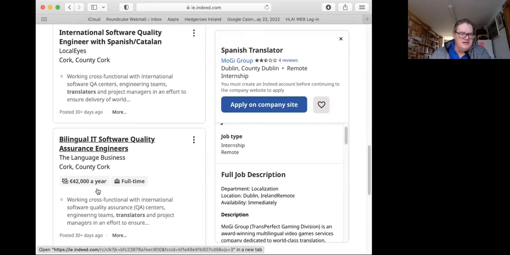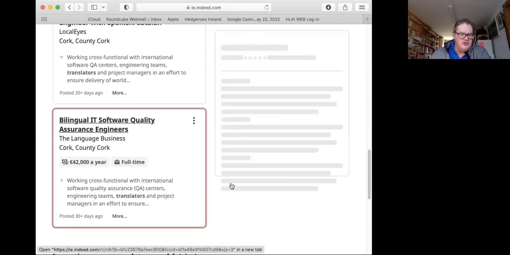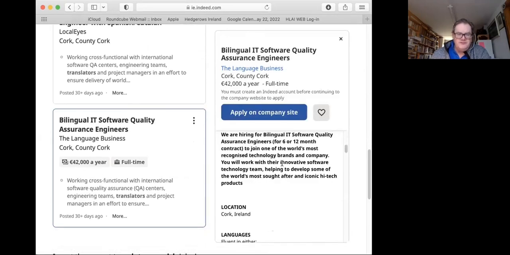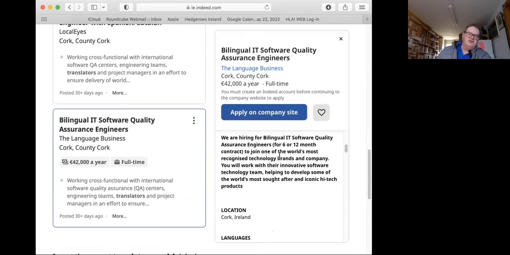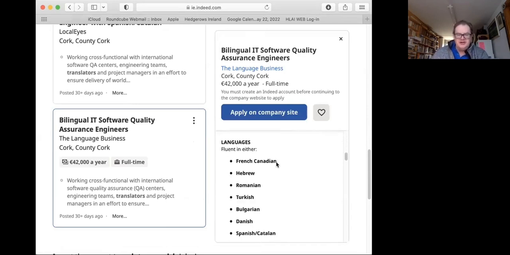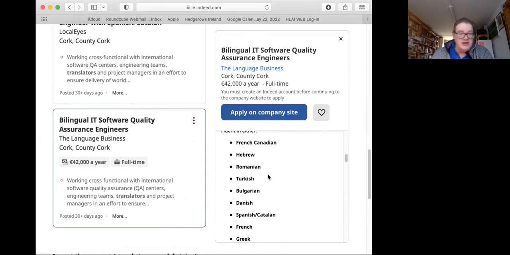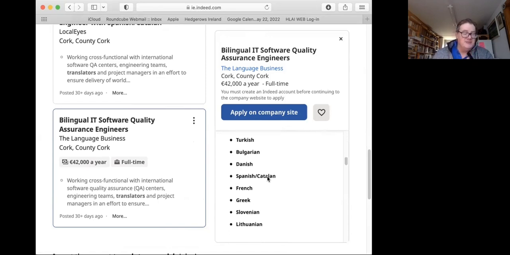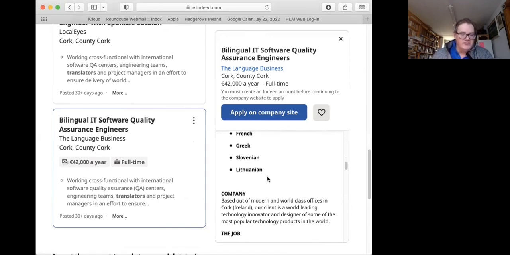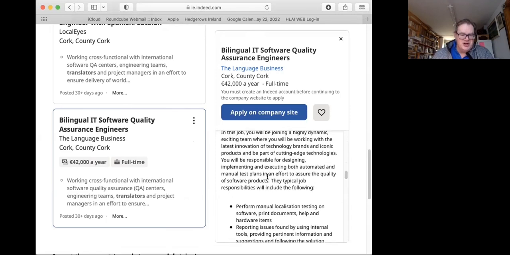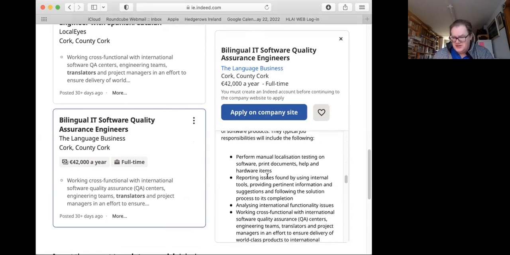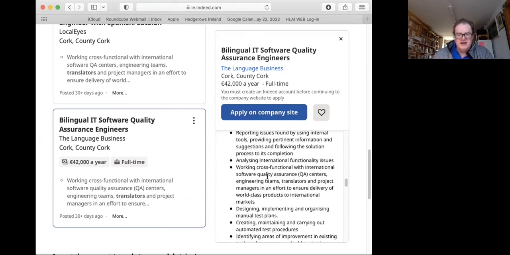Let's see, bilingual IT software quality assurance in Cork. So we're looking for somebody with bilingual IT software quality assurance. So you need to be a software engineer. They're looking for people with one or more of these languages, not all of them, obviously. Here's the job, which is performing manual localization testing, and so on.